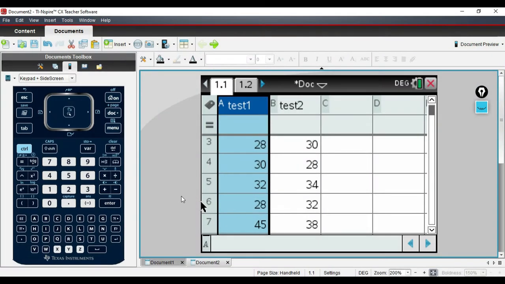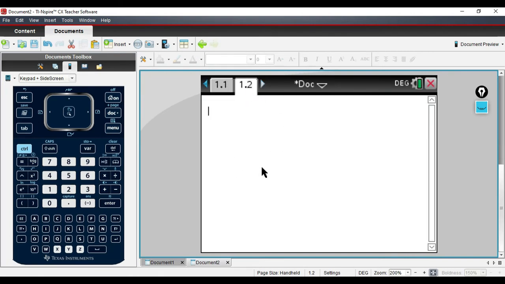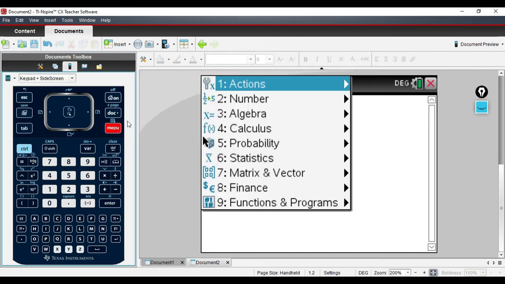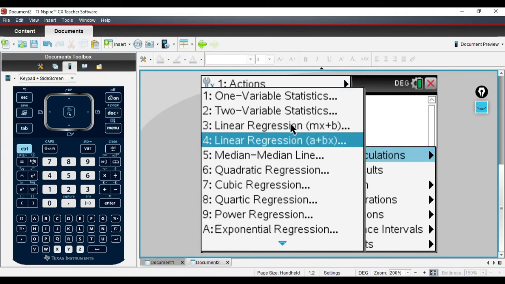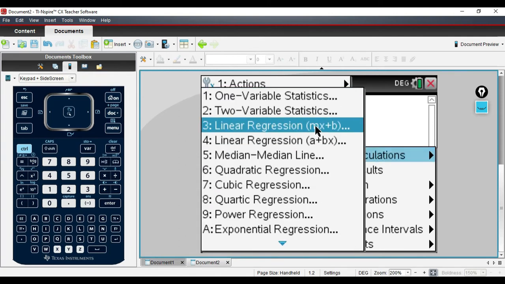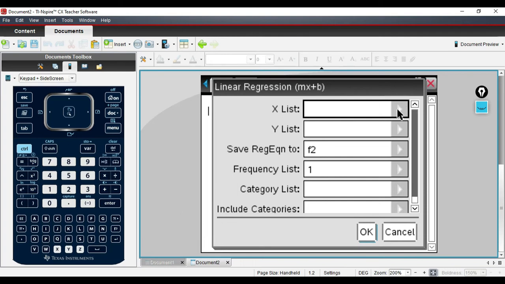Okay, so here I am in the TI Inspire, and I already have my data typed in. And of course, you would take some time to double check your data entry. And we'll go to a calculator window, and we'll run our stats regression. It's under stats, stat calc, and linear regression. Let's go mx plus b, and then say to yourself, what am I trying to predict? Oh yeah, I'm using test 2 data to predict test 1 data.